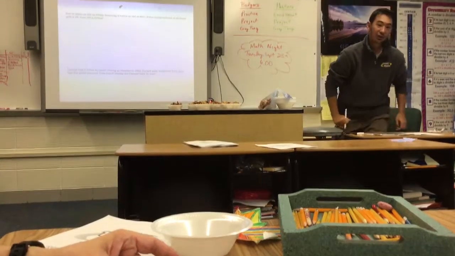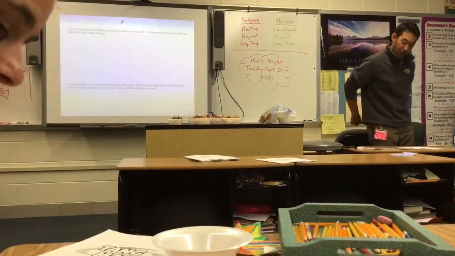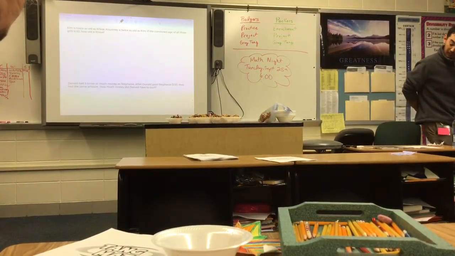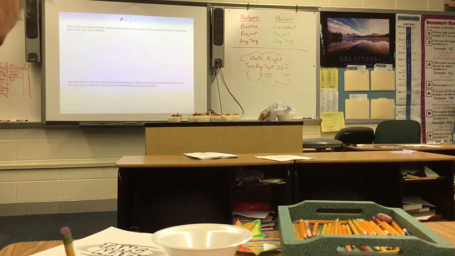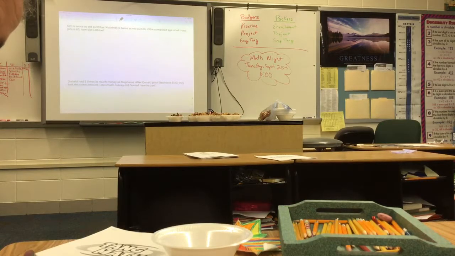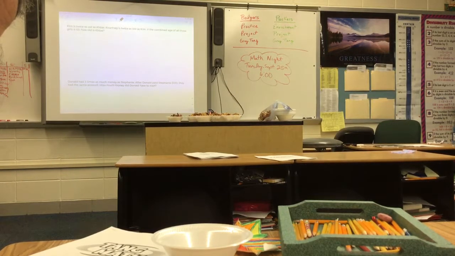Try the next one on your own. Kim is twice as old as Chloe. Courtney is twice as old as Kim. If the combined age of all three girls is 63, how old is Chloe? Now, you have a three-part problem. So we've made it harder again. No big deal. Think, who or what is this problem about? And now instead of two things, we have to compare three things. We're just going to make sense of the problem.